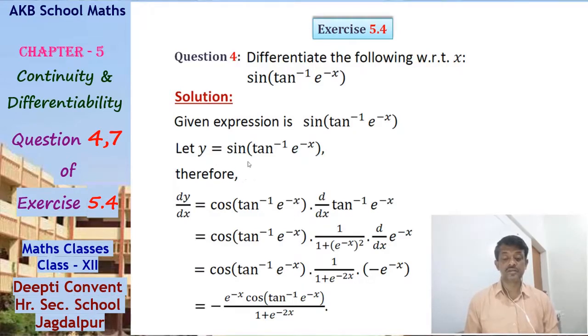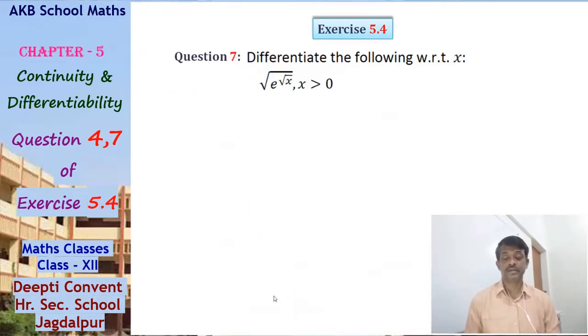That's why we differentiate one by one and we get it like this. Okay. Now take question 7. Here also, differentiate with respect to x the function root over e to the power root x, where x is greater than 0. Now let us try the solution.